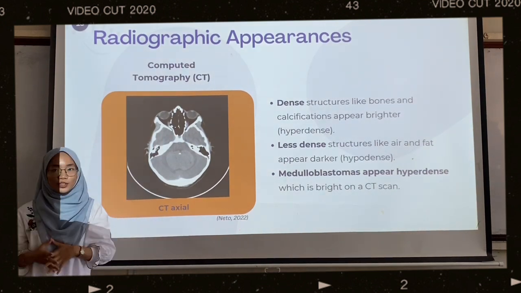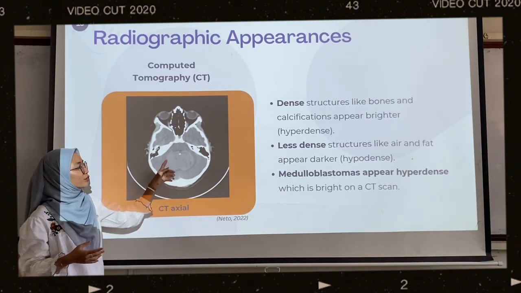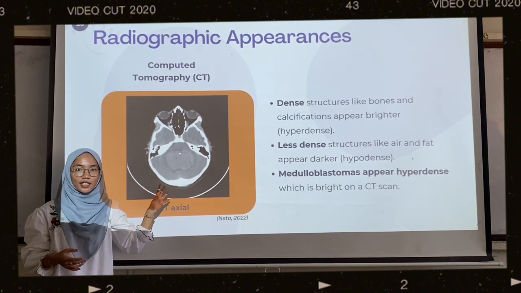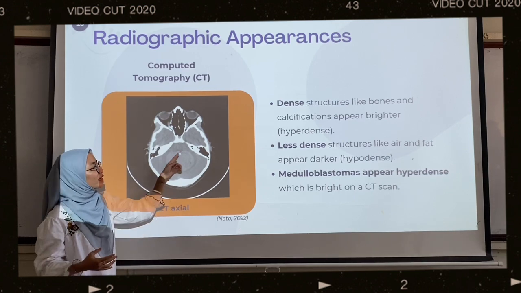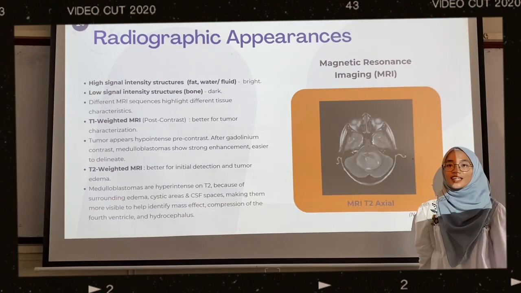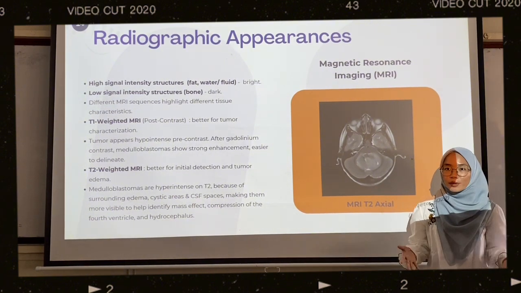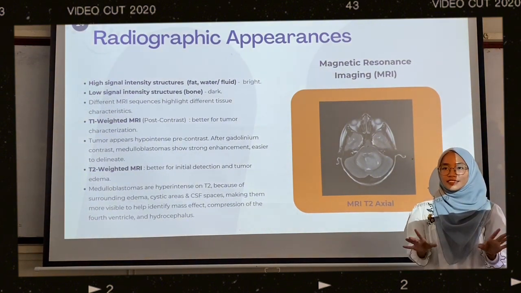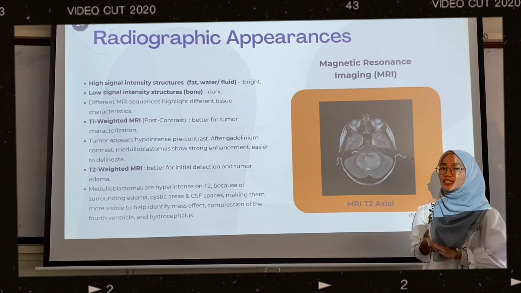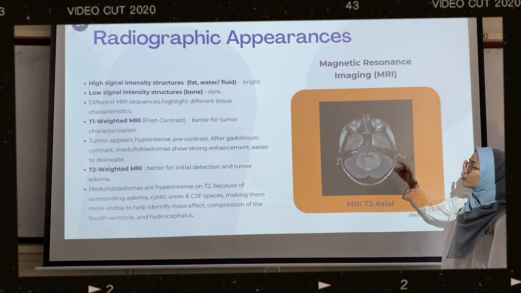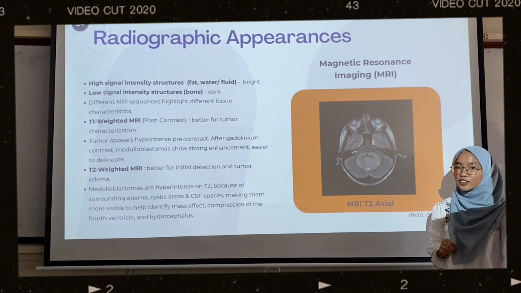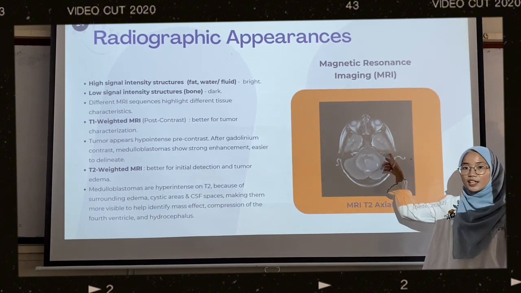And then most importantly, medulloblastoma here will appear hyperdense, which means it will be bright on the CT scan and can be identified clearly. And in the middle here is a calcification, so it appears bright. Next is the radiographic appearance of MRI. MRI will offer a detailed look at different tissue characteristics through various sequences. High signal intensity structures such as fat, water and fluid will appear bright on the image, while low signal intensity structures such as bone will appear dark on the image.